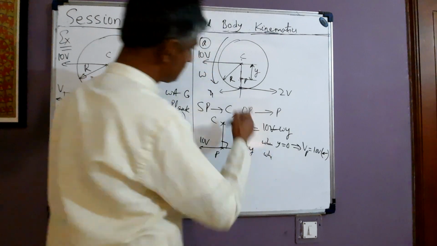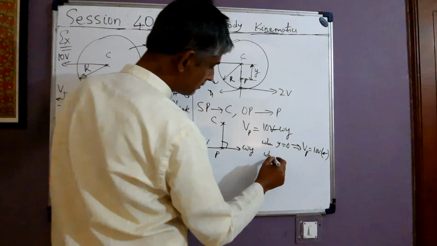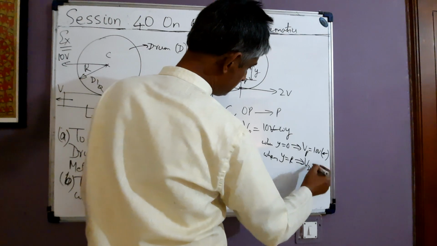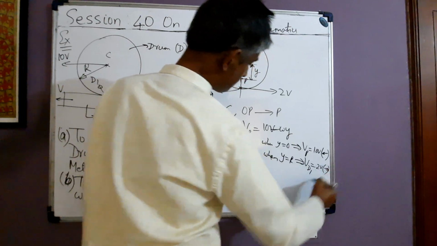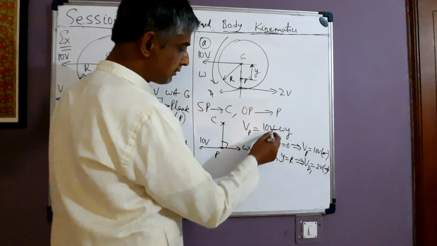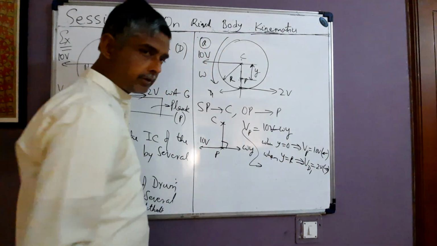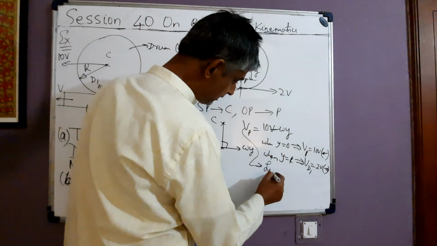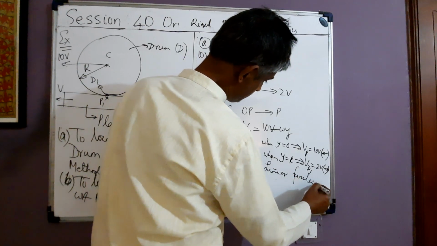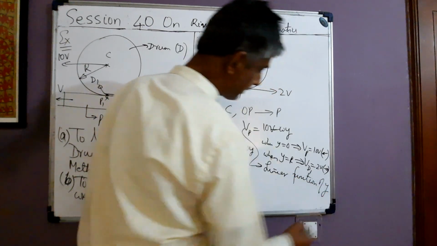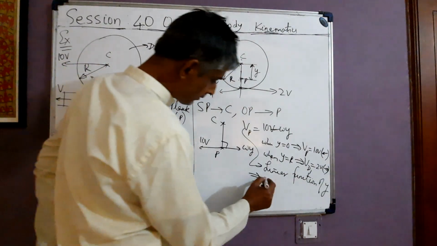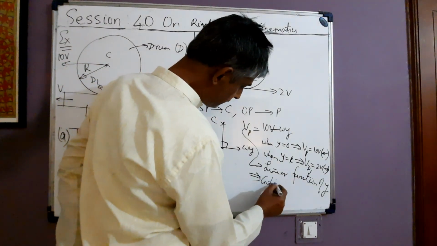And when y is equal to r, that is the point D1, Vd1 becomes 2v rightward. Now see, Vp equal to 10v minus omega y is a linear function of y, and we know that a linear function is a continuous function of y. So this is a continuous function of y.